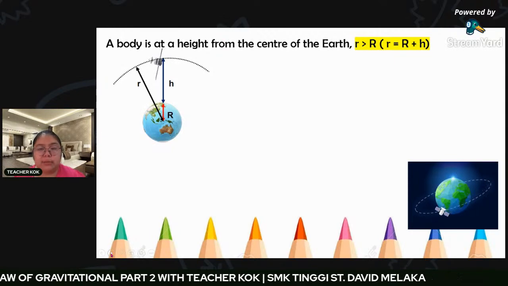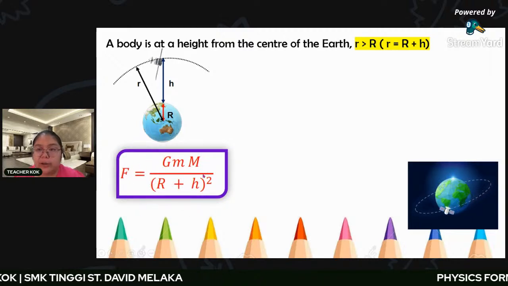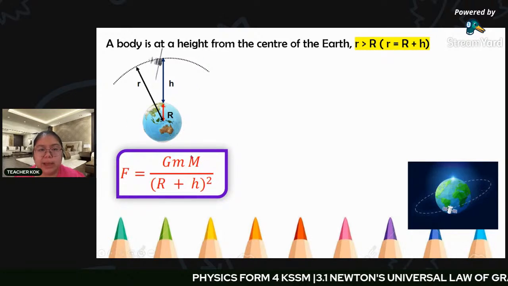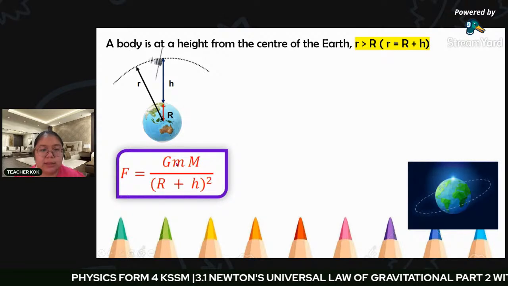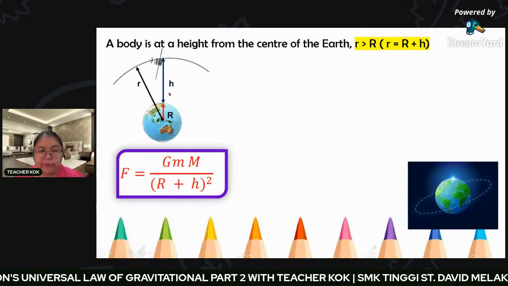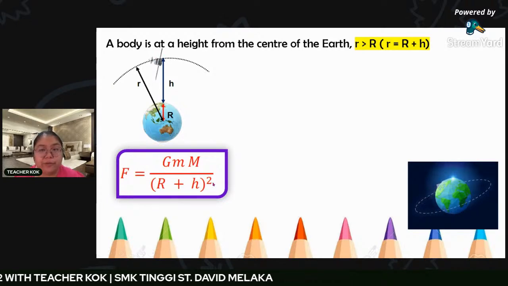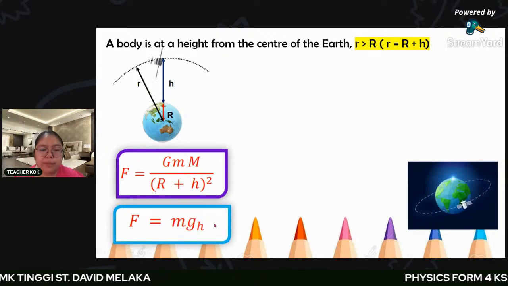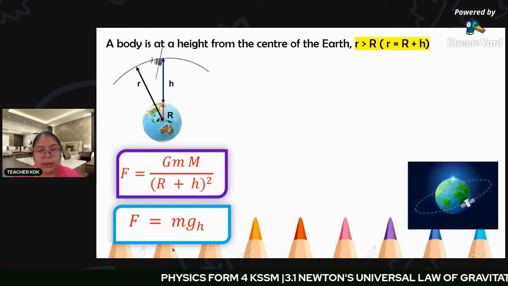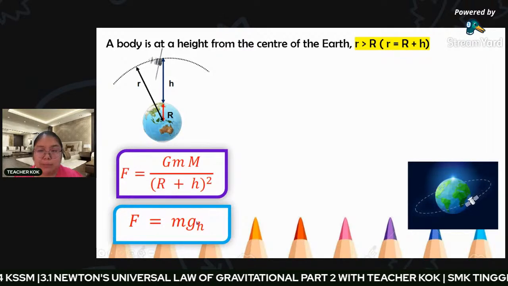So from here, we need to rederive our formula. This is the formula we learned before: force equals G, capital M, small m, over R plus h, squared. For this situation, capital M is the mass of the Earth, and the small m is the satellite. R plus h is the total distance from the center to the satellite, and we need to square it. This is the gravitational force we learned before. Then we also learned the force for mass, the weight: W equals mg. Now we put F equal to mg also.